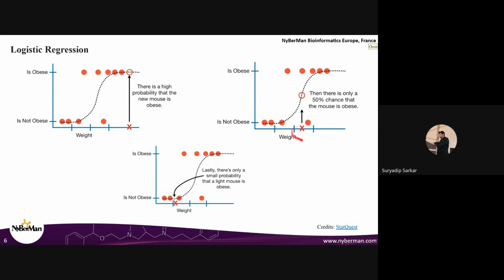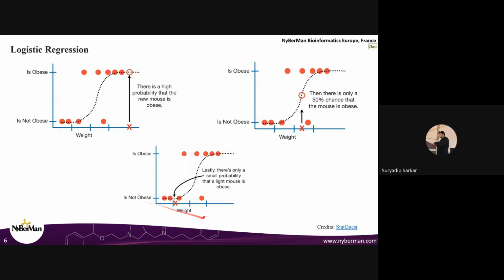This one, on the other hand, where the weight is somewhere in the middle, not too high, not too low, right? When I project this weight onto the sigmoid curve, this comes out to be somewhere around the halfway point between obese and not obese. So it is around 0.5, or I can say that a mouse with a medium weight has a 50% chance that it will be obese.